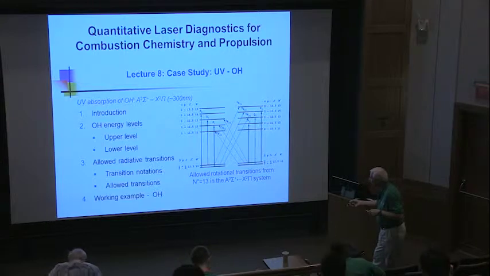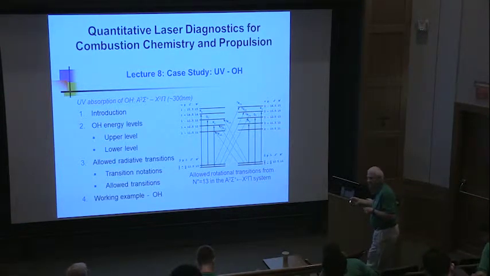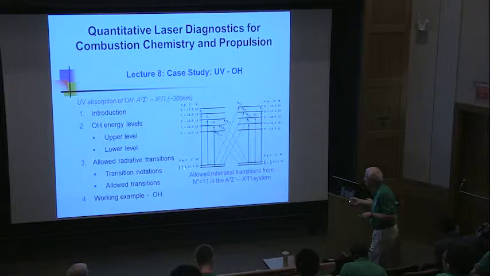Now let's list what we have. N double prime of 13. We just picked N double prime of 13. What are the possible values of J? Well, J can be N minus a half and N plus a half. So J can be 13 and a half or it can be 12 and a half. Furthermore, because of lambda doubling, each one of those J states can either be a C or a D. C is always the higher one.